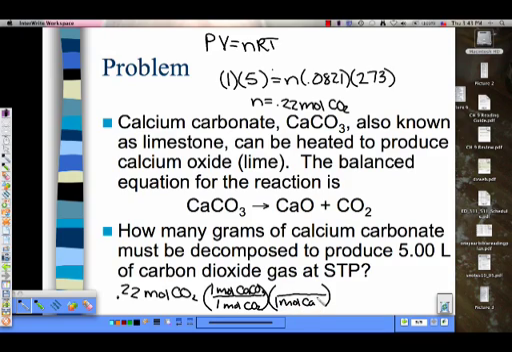1 mole CaCO3. Add up the masses, and you get 100.1 grams. Okay, just check if our units canceled. Yes and yes. So we can just calculate this, and we get 22.3 grams of calcium carbonate. There we go.